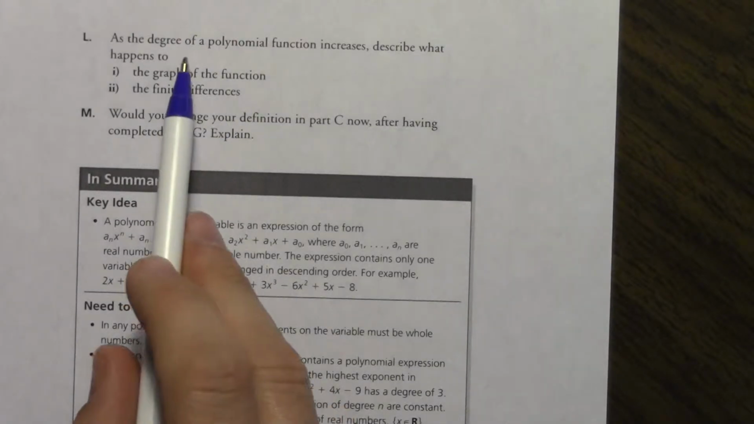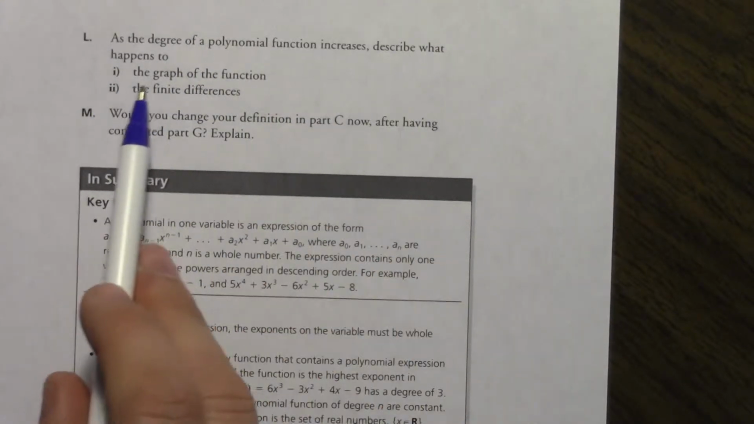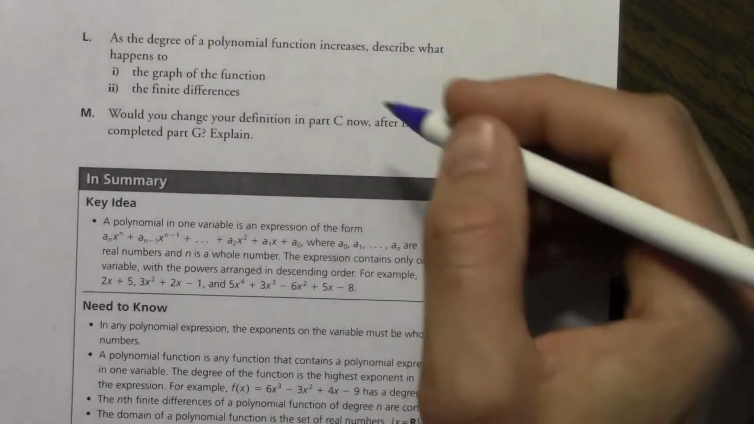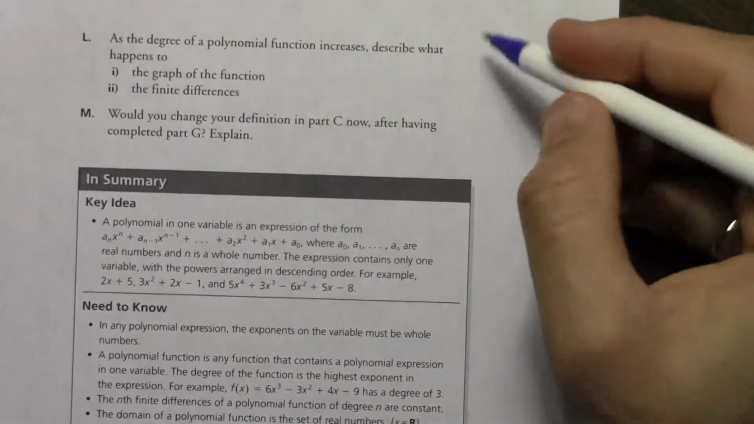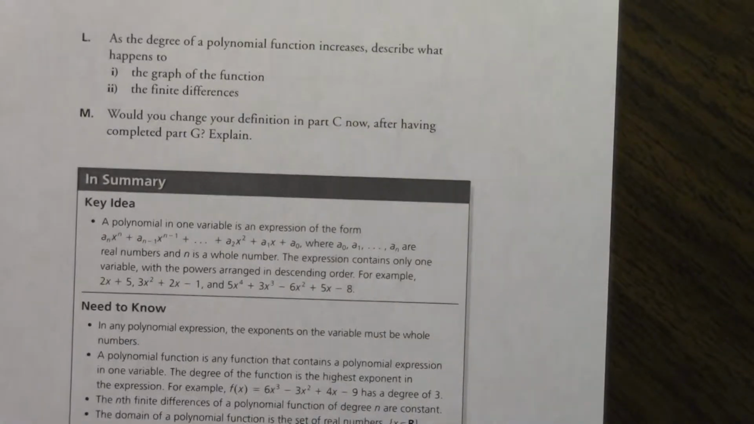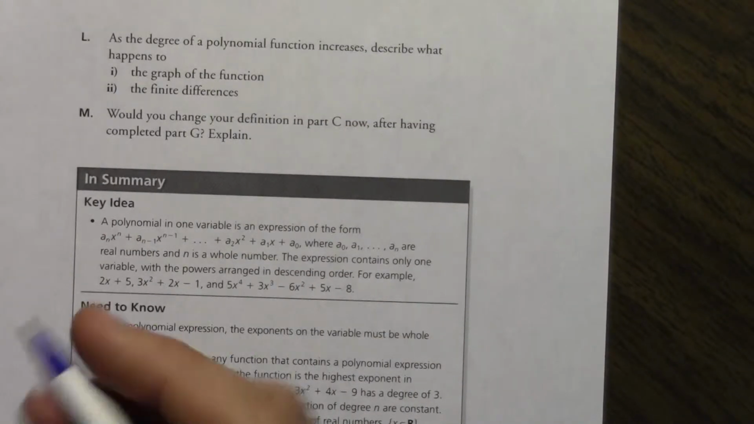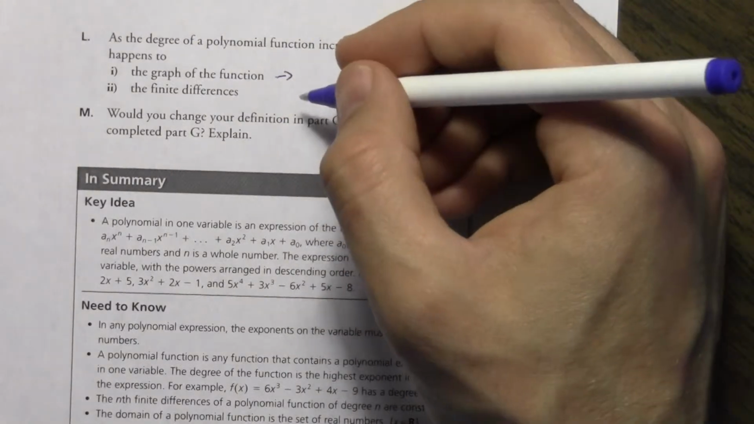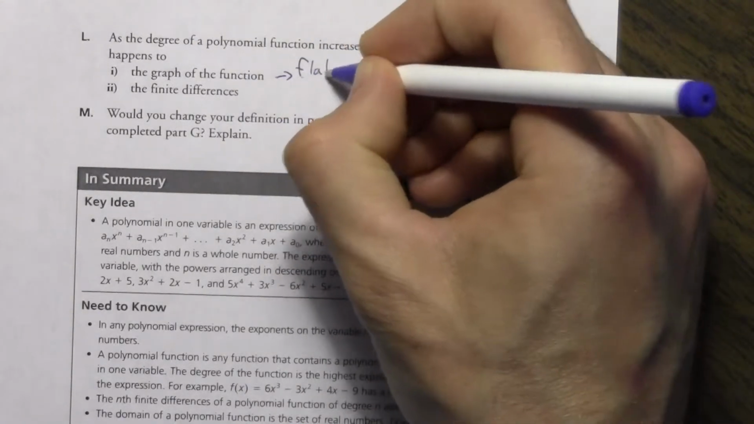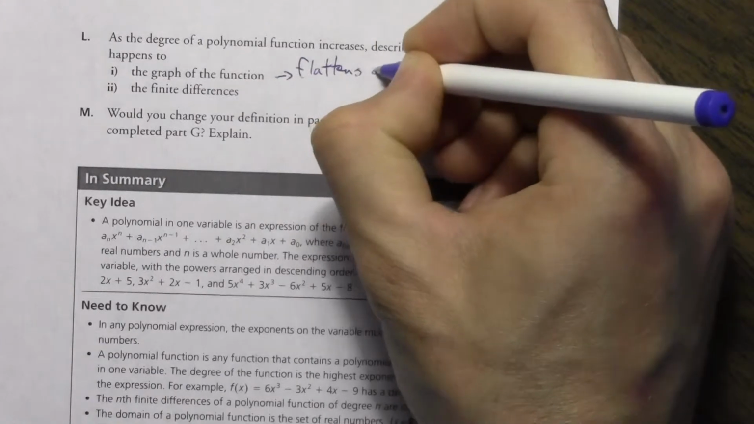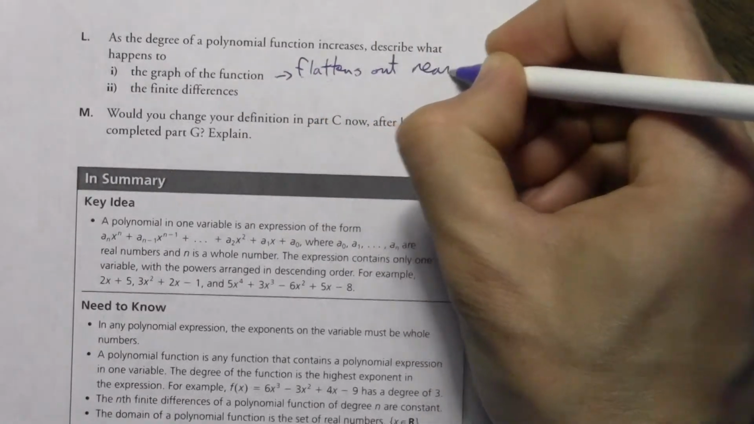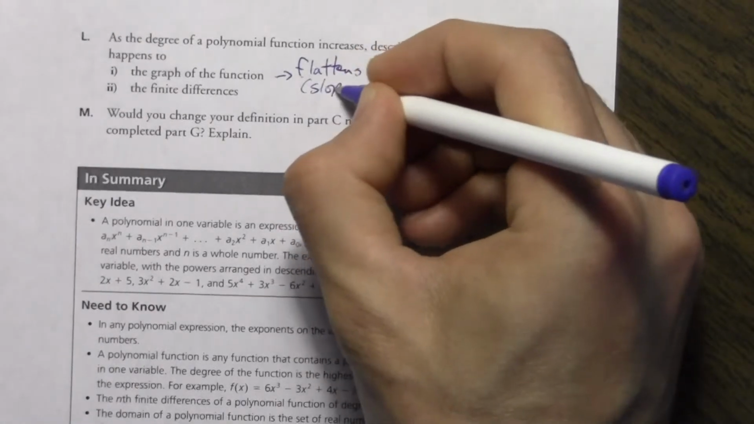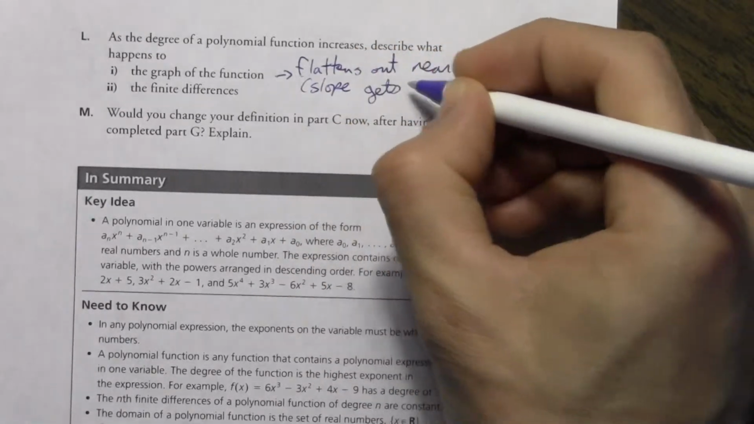As the degree of a polynomial function increases, describe what happens to the graph of the function. What happens when we increase the exponent? What happens to the graph? Yeah. The slope gets steeper. Slope gets steeper, yep, and it flattens out near the origin. So it flattens out near the origin, and the slope gets steeper.